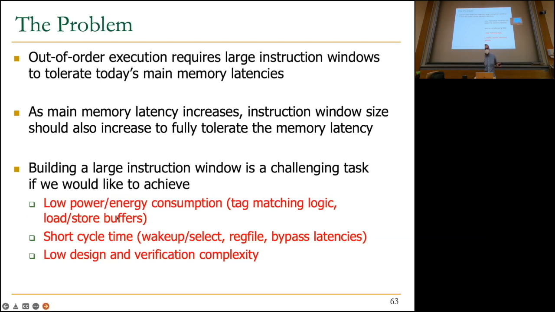As we discussed in the out-of-order execution lectures, you have this huge tag matching logic. Load-store buffers and reservation stations all add to the power consumption. Wake-up and select logic, the register file, and bypassing and forwarding data across those many different execution units all add to the energy as well as the cycle time. It's very difficult to have a short cycle time with very large register files, for example. And if you try to fix these issues, your design and verification complexity increases. You could have algorithms to make these much more efficient, but verification complexity increases in the end.